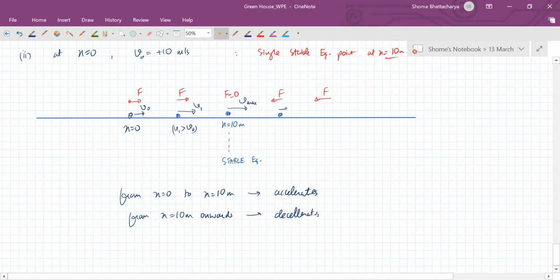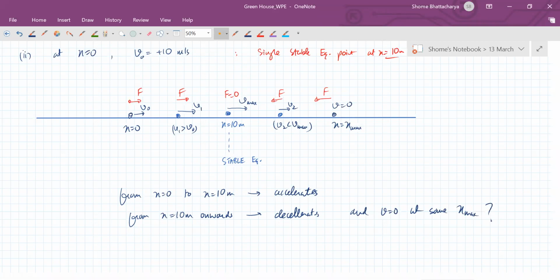So now it will have a speed, let's say v2, which will be less than Vmax because it is decelerating after this point, x equal to 10 meters. So by the time it reaches somewhere here, the maximum displacement, it will come to rest at some x max. Now what that x max is, we have to find out, because that will be the maximum displacement.